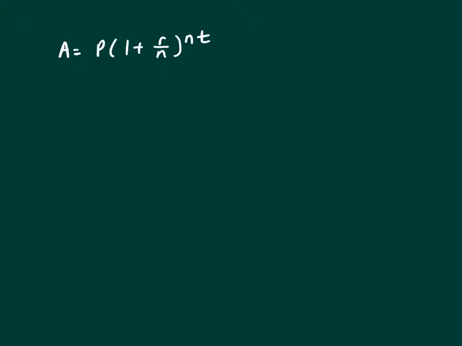This is the formula for compound interest. A is how much is accumulated. P is how much you invest. R is the interest rate in decimal form. N is the number of times interest is calculated per year. And T is time in years.